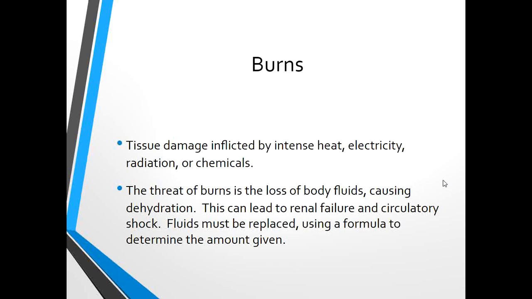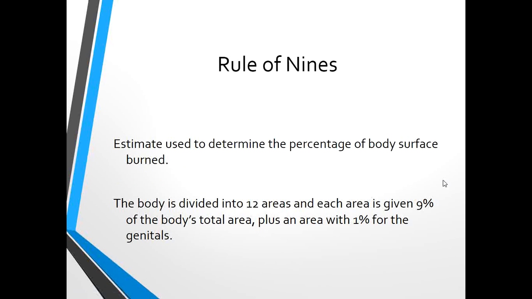So in order for you to make sure that an individual that has sustained burns is taken care of, the first thing you have to worry about is their fluids, and we have to replace those using a formula that tells us exactly how much fluid to give. So that formula is called the rule of nines. So basically it's an estimate. We look at the body, we determine what areas of the body have been affected. The body is divided into 12 areas, and each area is given a percentage. We add those percents together, and they tell us what percentage of the body has been burned.